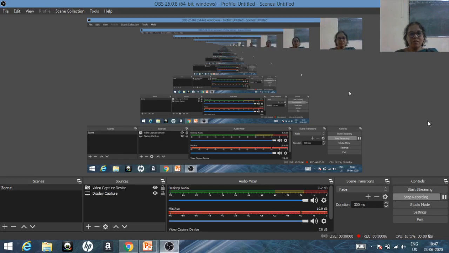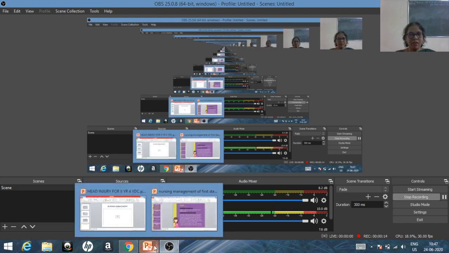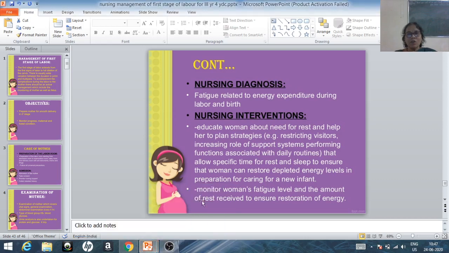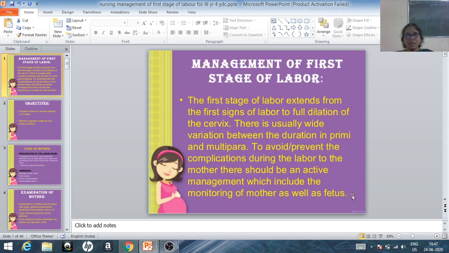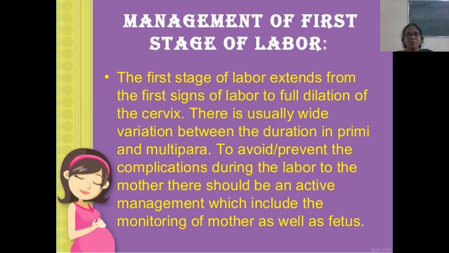So today we have one more session in advisory, that is nursing management of first stage of labor. Yesterday we have seen what the management in first stage of labor is. So today we will see nursing management in first stage of labor.